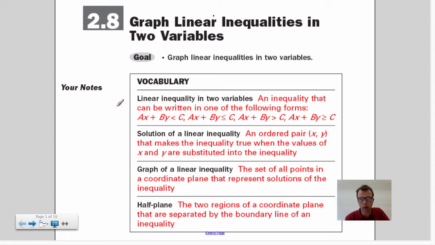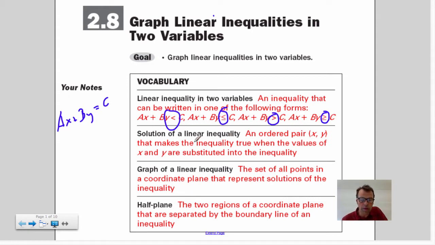So a linear inequality in two variables. Nice, they loaded us with formulas here. Four different formulas. First of all, this is the equation of a line. This is in standard form, which we talked about, right? AX plus BY is equal to C. And then they give you all four possibilities: less than, less than and equal to, greater than, and greater than and equal to. No big deal.